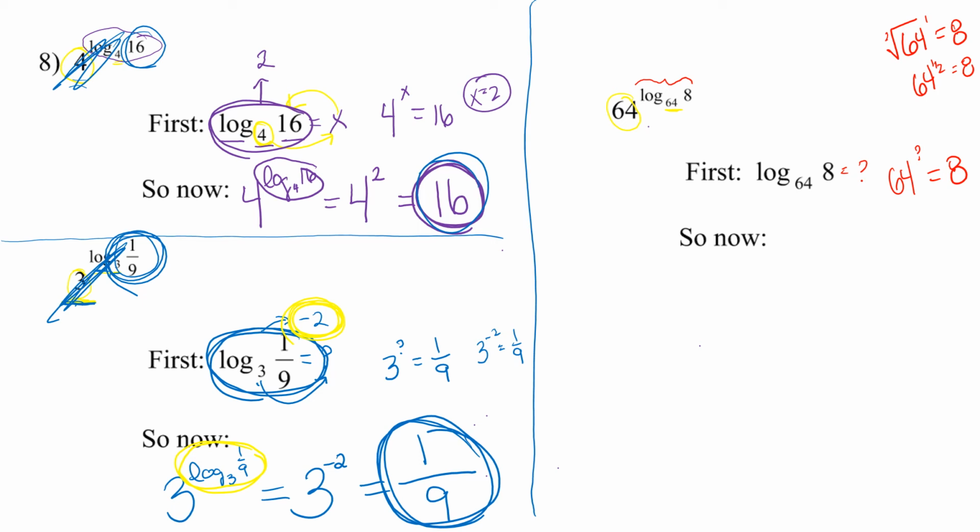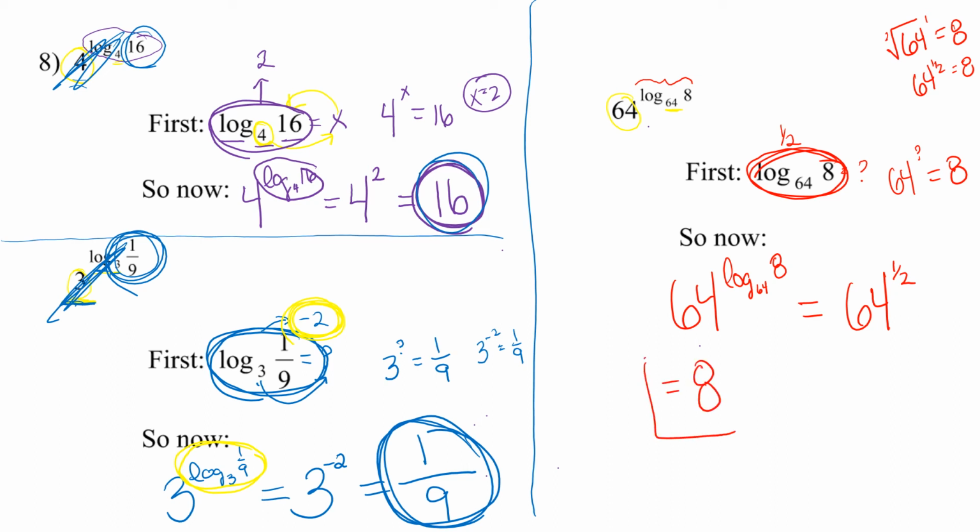Here's the whole point. 64 raised to what power equals 8? 1/2. So what is this whole thing equal to? 1/2. So if I'm trying to do 64 raised to the power of the log base 64 of 8, I'm really doing 64 to the 1/2 power. What's 64 to the 1/2? That means the square root of 64. What's the square root of 64? 8. So the answer is 8.